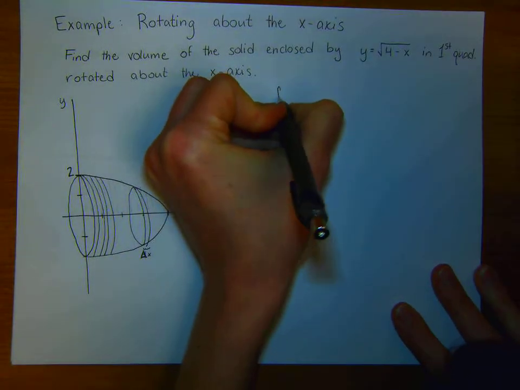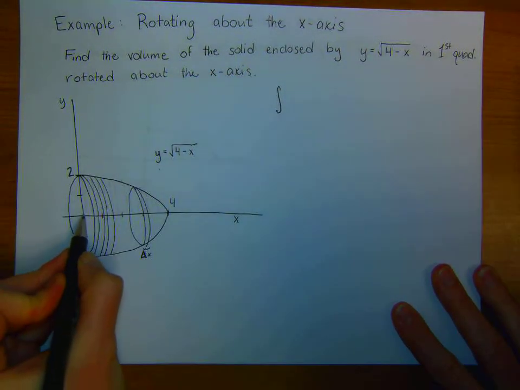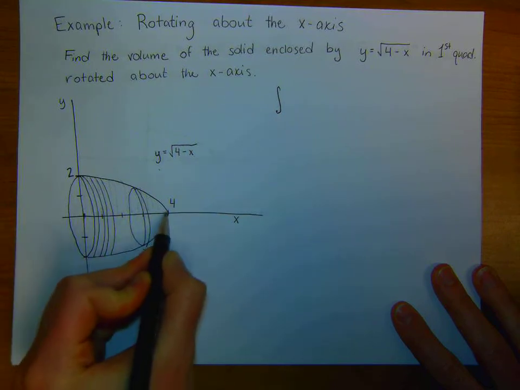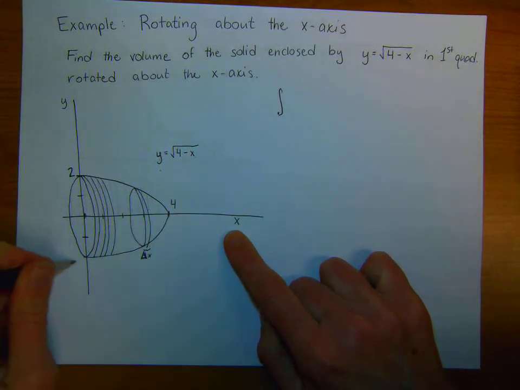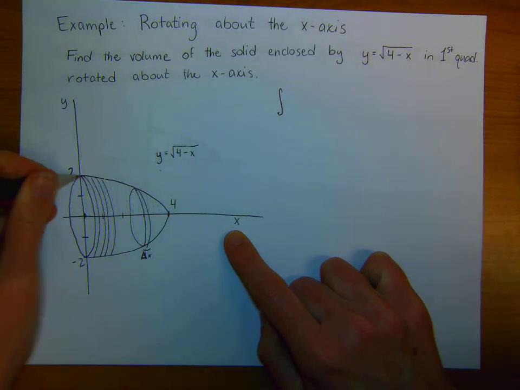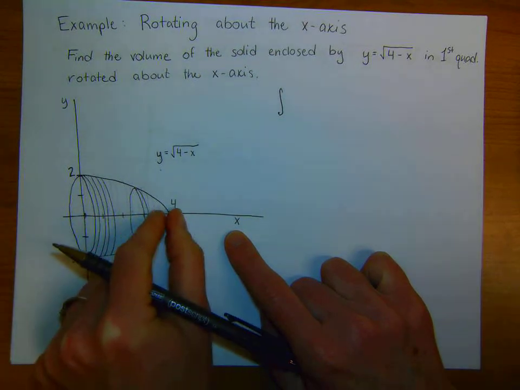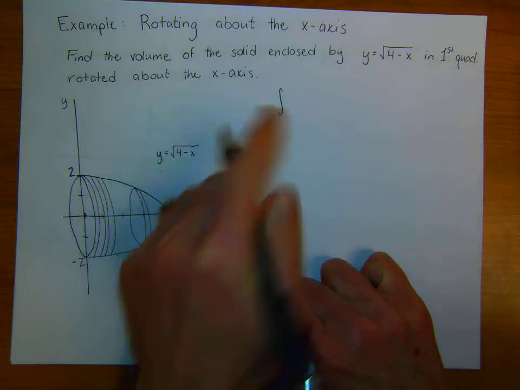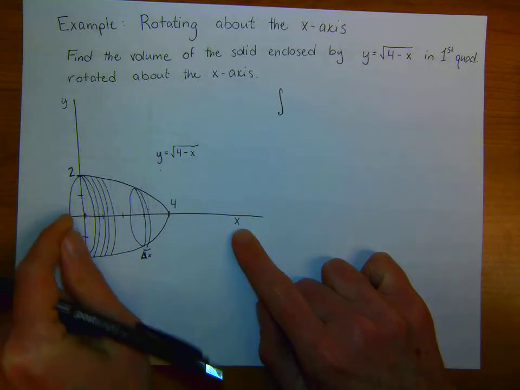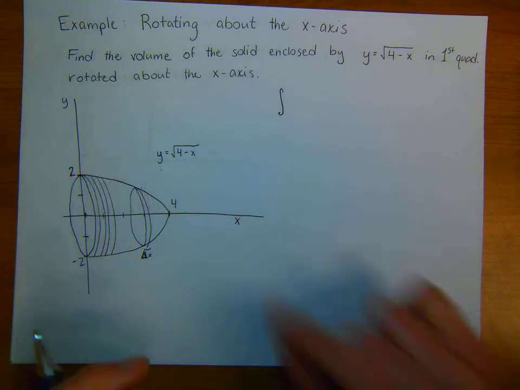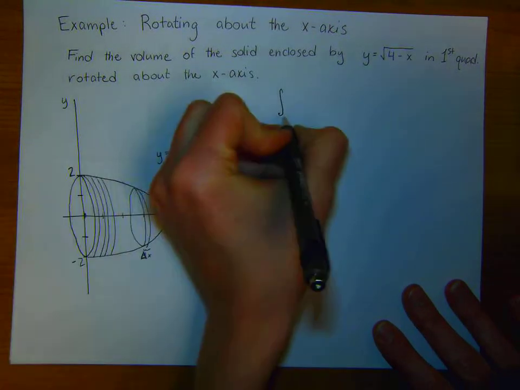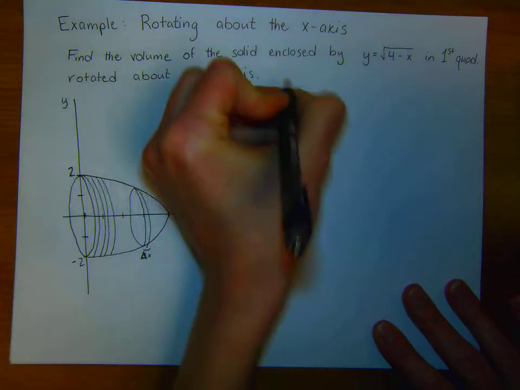So in this case, my integral is going to go from where my figure starts to where my figure stops in terms of x. Notice that I'm not going from -2 to 2 because that's not how I'm stacking my coins. I want to make sure that my bounds from a to b are where my coins start and where the coins stop, not the height of the coin. So it starts at x equals 0 and ends at x equals 4.